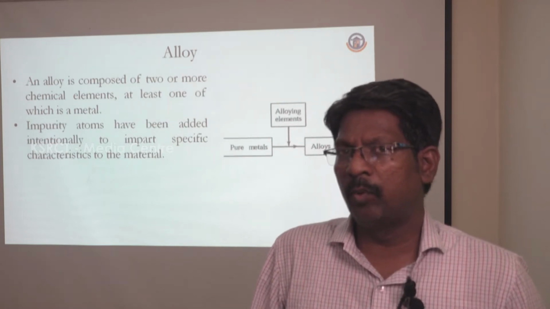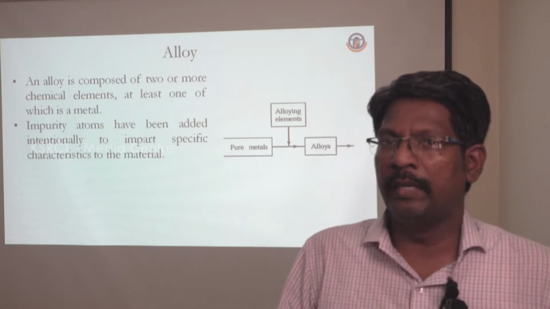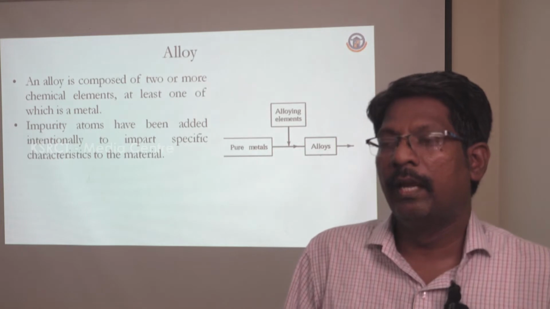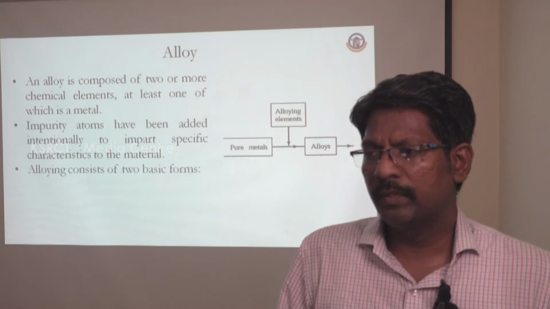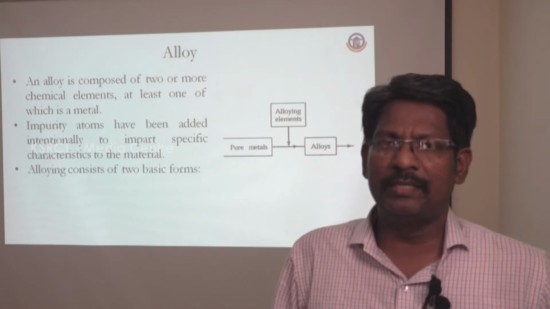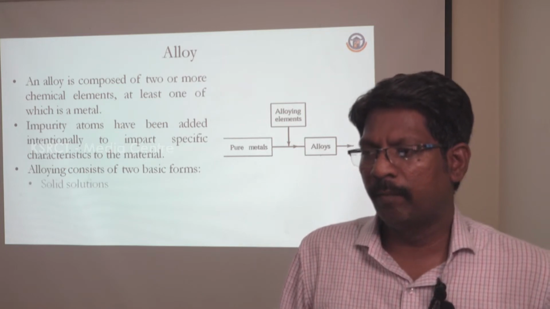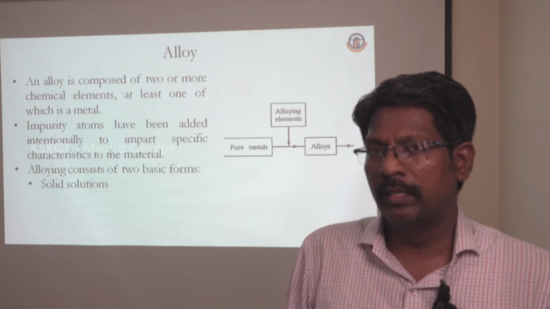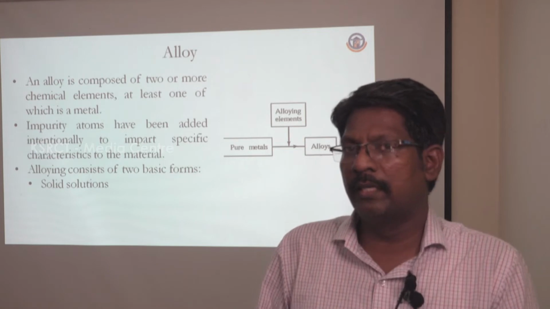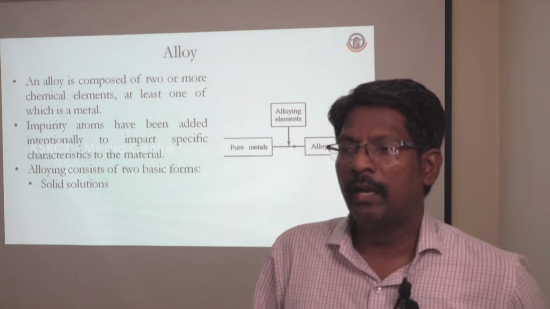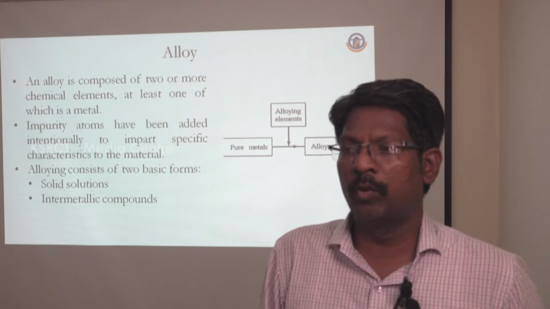So here we can see that initially we get the pure metals. In these pure metals we intentionally add an alloying element, which results in the formation of alloys. Then the alloys are categorized into two different basic forms. Based upon the outcome of the alloy, it is categorized into two things: one is solid solution and another one is intermetallic compounds. In today's session, we are going to discuss the solid solution.